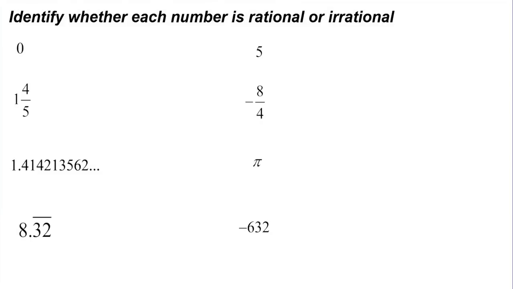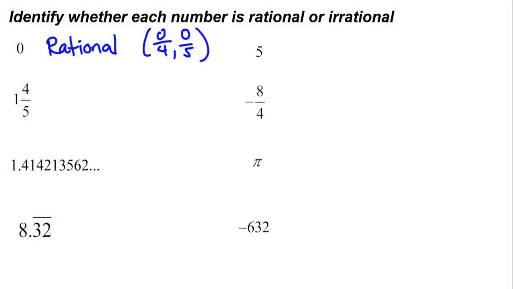So can I identify if a number is rational or irrational? Here are a bunch of different types of numbers. Let's go through and identify whether they're rational or not. 0. Is it rational or is it not rational? Well, 0 is an integer and it's a whole number, so I know that is rational. I can write 0 as a fraction. 0 fourths or 0 fifths or 0 with anything in the denominator would be 0.